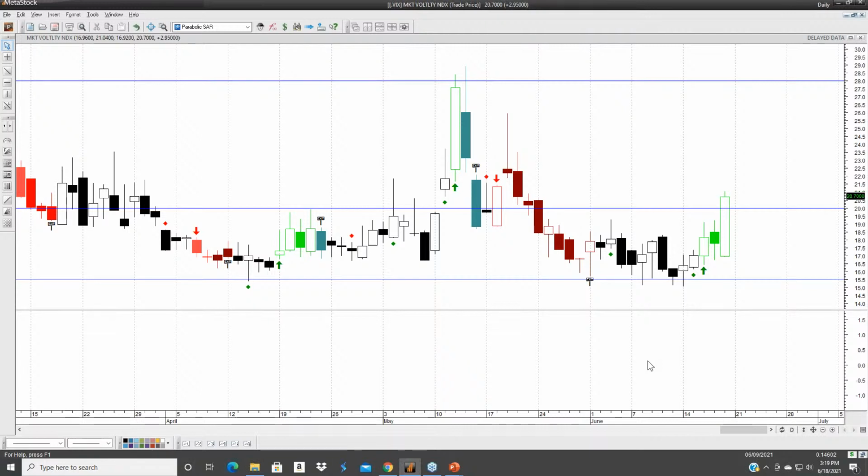Because with option buying, you generally have to be very precise with timing and direction and get that right to overcome the time decay that you battle as an option buyer.